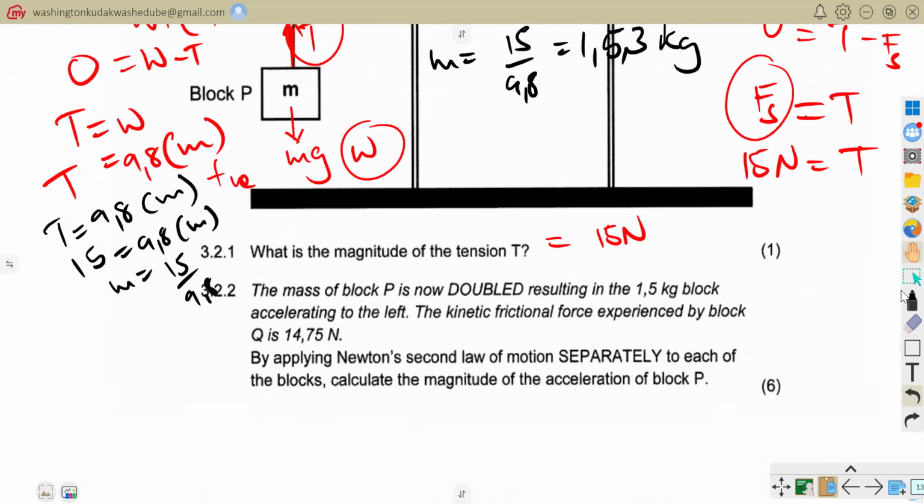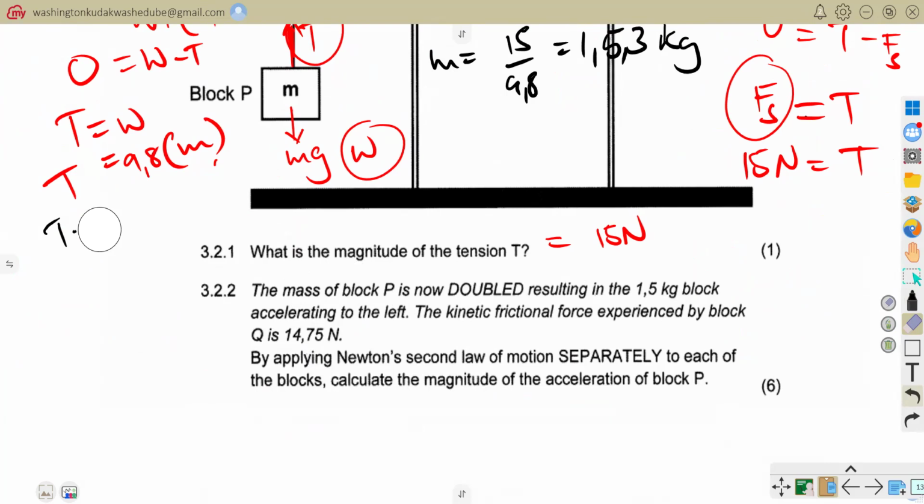The following question is now saying the mass of block P is now doubled. Meaning to say we now have 2m for block P. The mass of block P is now 2m in kgs. If that is the case, it results in the 1.5 kg block, which is block Q, accelerating to the left. They're saying the kinetic frictional force experienced by block Q is 14.75 newtons. By applying Newton's second law of motion separately to each of the blocks, calculate the magnitude of the acceleration of block P.